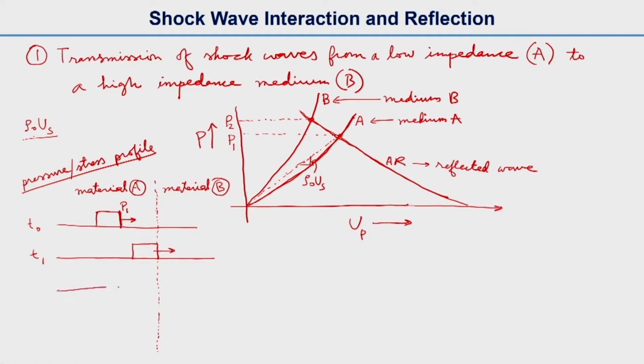And then at, let's say, time T2, the pressure will increase. As we can see here, it was still P1, and here the pressure will increase a little. As you can see from our P-u plot, the pressure will be P2 now. So from the above diagram, this pressure here is P2, and the original pulse will still be at P1.